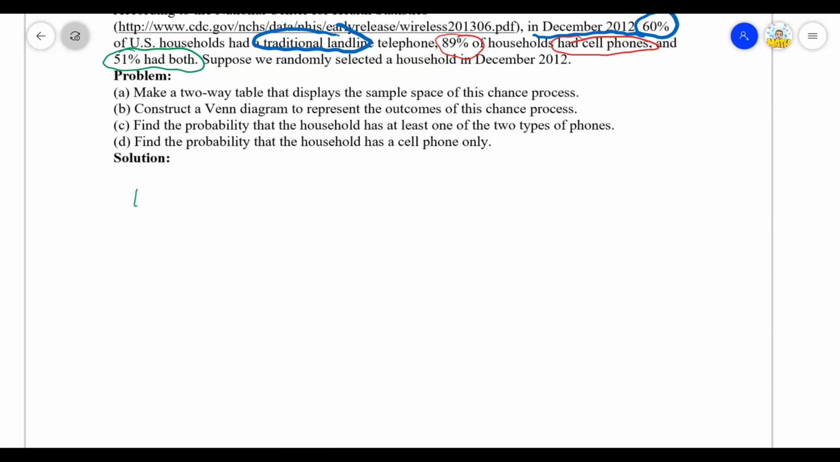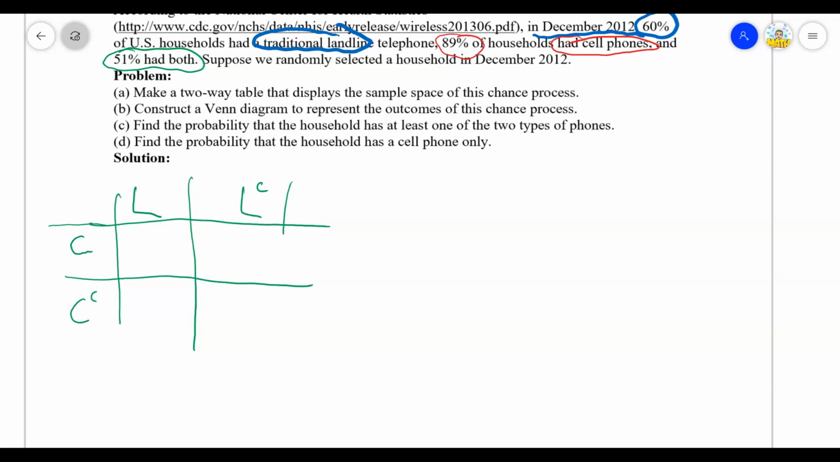I'm going to have folks that have the landline and folks that do not have a landline. We'll call that landline complement. And then over here we have folks with a cell phone and folks that do not have a cell phone, or households, basically what they're counting. This is how I'll fill out my two-way table.